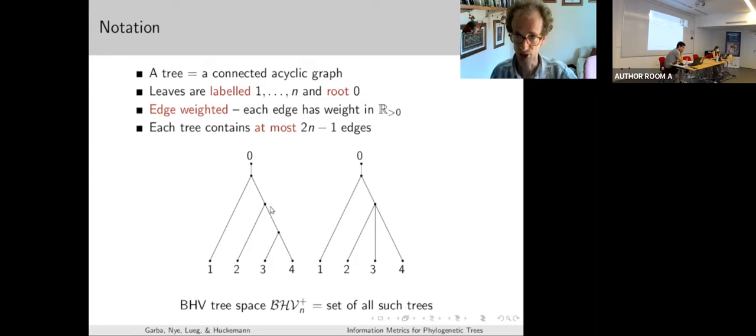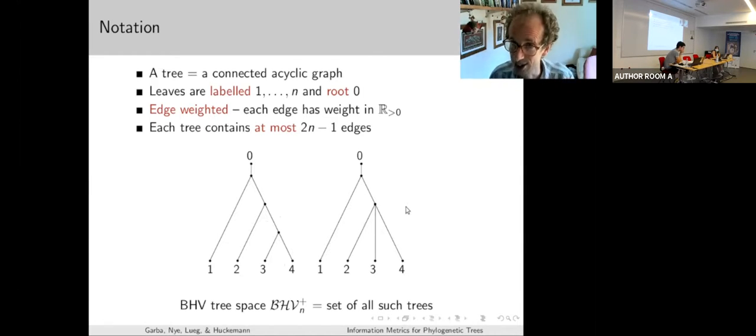So there are two pictures of two example trees underneath here. N equals 4, and we've got two different trees there. You can see the root is labelled 0. You can see that each tree contains at most 2n-1 edges. That's if we ignore that little stubby edge leading to the root. We've got 2n-1 edges in this tree. That's because it's a binary or bifurcating tree. But we also include in our analysis trees which might have trifurcations or higher degree vertices within them, like this tree on the right. So the BHV tree space on n leaves is the set of all such rooted, edge-weighted trees.